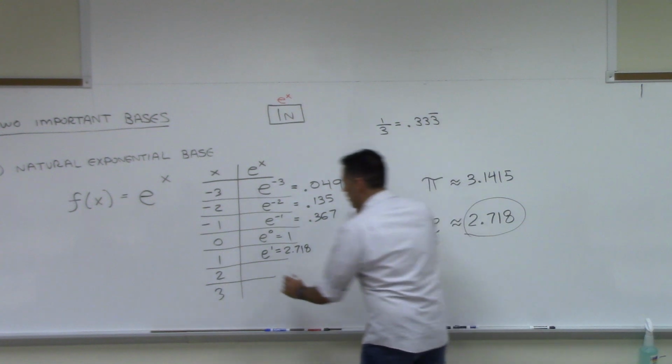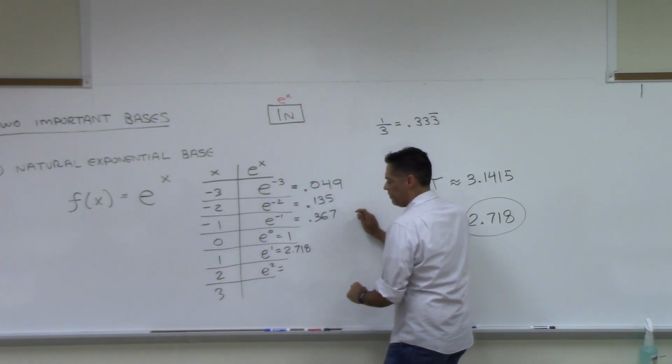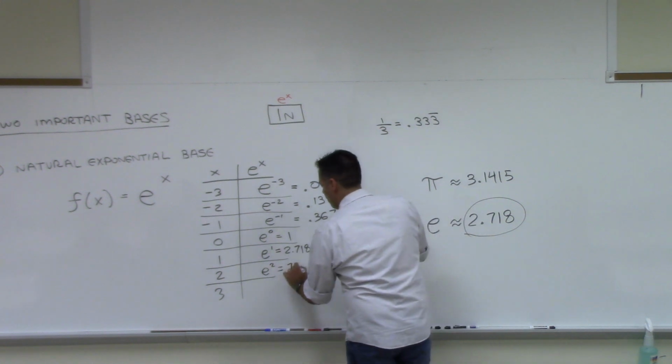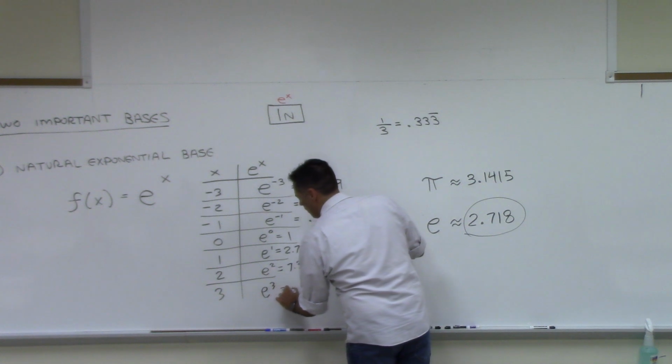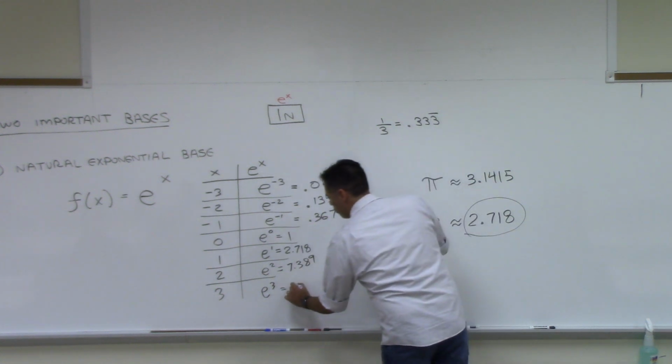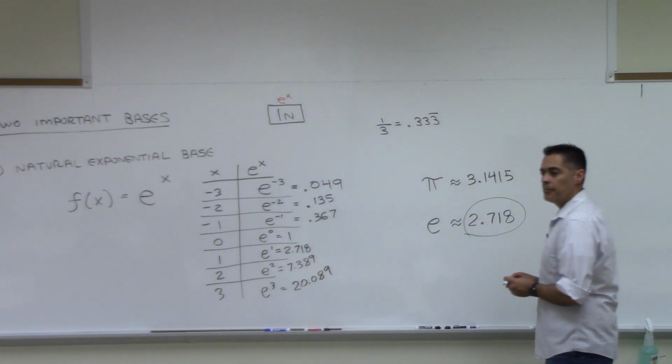Okay, e squared, what's that? 7.389, something like that. And then last one, e cubed. 20.089. All right. Good?